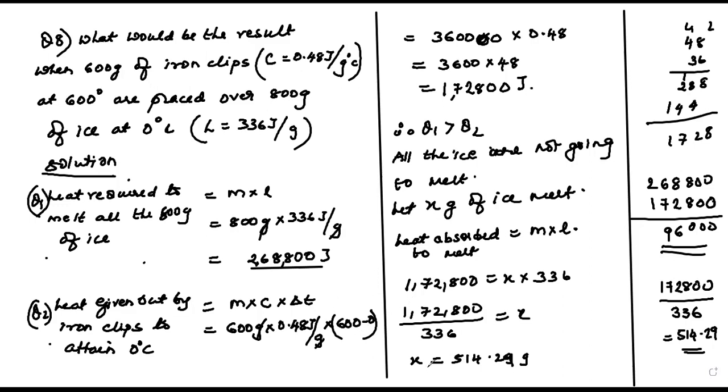Therefore, ice, how much amount? Not 800 grams. 800 gram of ice is there, but only 514.29 gram of ice will melt. This is the result. Are you getting me? This is the result of keeping the 600 grams of iron clips at 600 degrees Celsius placed over 800 gram of ice at 0 degrees Celsius. I hope everybody has understood this.